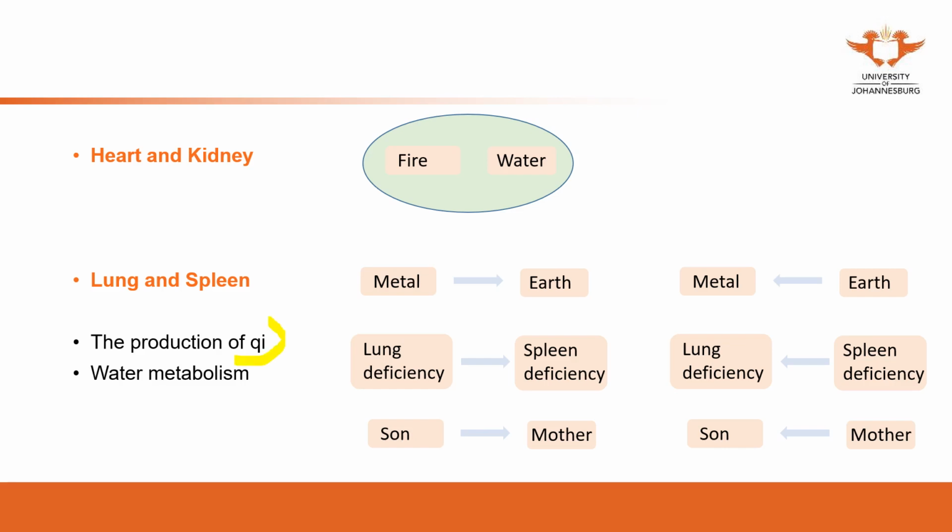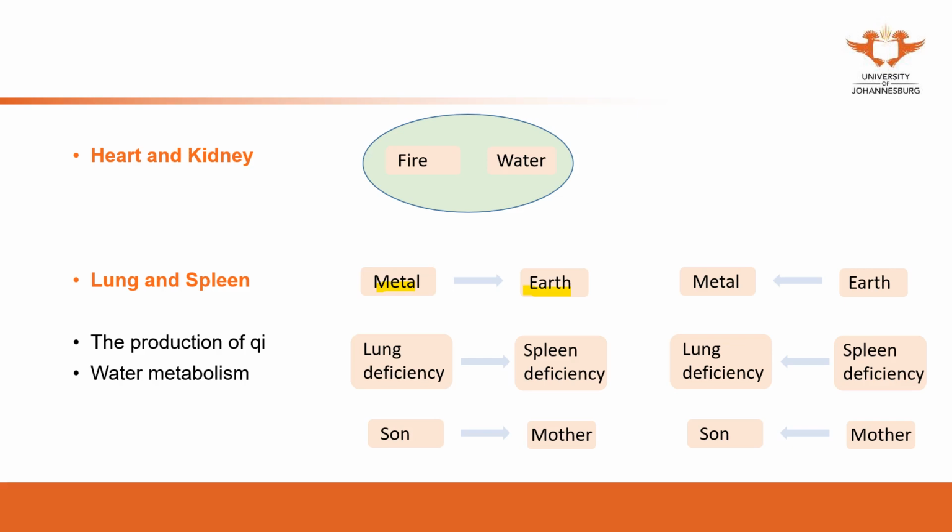When we talk about the qi and the water metabolism, they are the same. The water is also received from the middle jiao, which is the spleen and the stomach, and the spleen and stomach transport the clear water, the water we need, to the lung, and the lung disperses it. So that's the relationship. Also from the 5 elements, you will see the relationship between the lung and the spleen. The lung is the metal, the spleen is the earth.